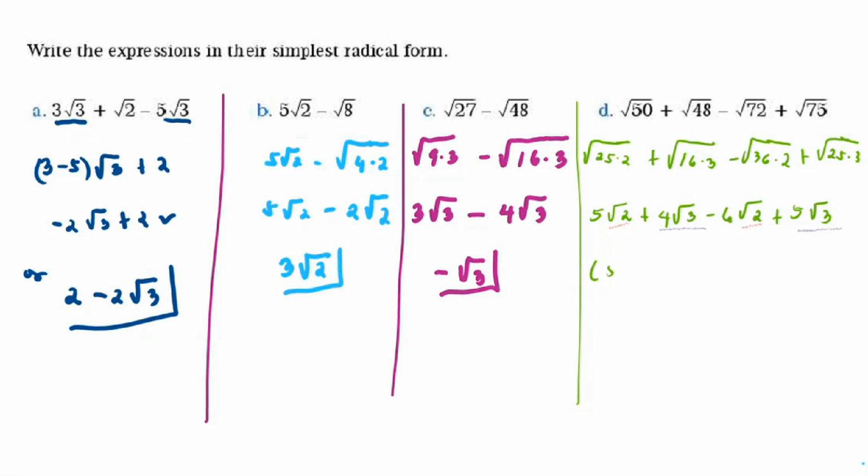So we have quantity of 5 minus 6 times square root of 2. And then plus, in terms of square root of 3, we have 4 plus 5, then the square root of 3. So 5 minus 6 is negative 1. So just write negative square root of 2 plus 4 plus 5 is 9 square root of 3. Or you can write as 9 square root of 3 minus square root of 2. So these two answers are just the same by virtue of the commutative property.